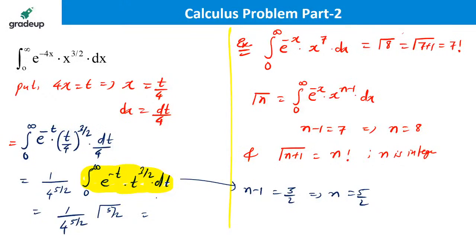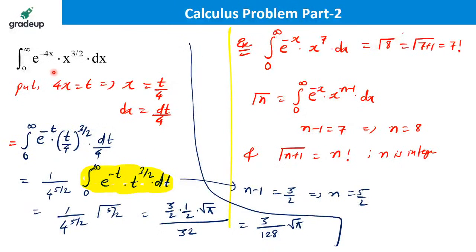Okay. Now the thought comes to my mind, what is gamma 5 by 2? The gamma 5 by 2 is 3 by 2, 1 by 2 and root pi, divided by 4 to the power 5 by 2. 4 means 2 square, so 2 gets cancelled. 2 raised to 5 will be 32. So I can say that 3 upon 128 root pi is the final answer.